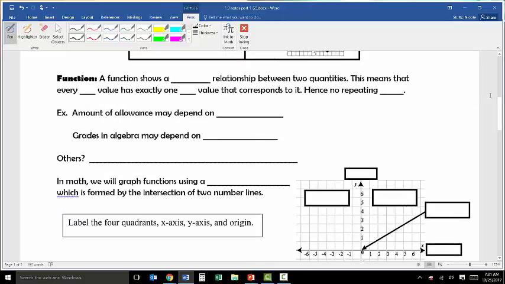So sometimes relations are what we call functions, and a function is basically a one-way relationship between two amounts of something. So when I say one way, that means that every x value will have exactly one y value that matches up with it. Basically, in layman's terms, this means you can't have any repeating x's in order to be a function.